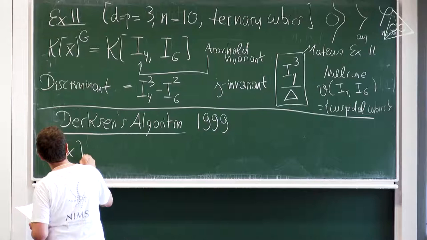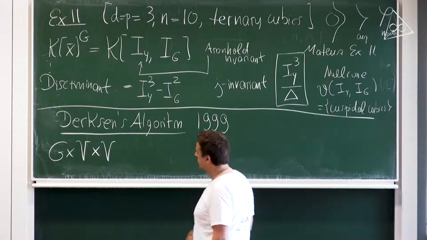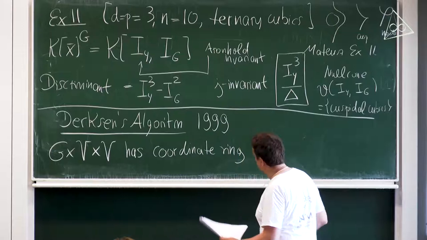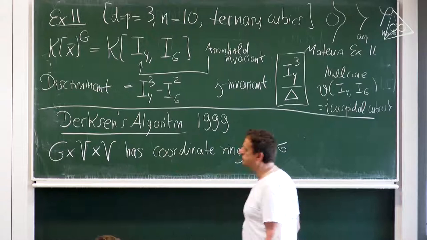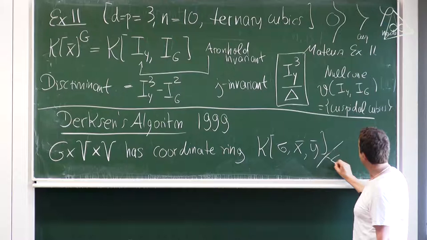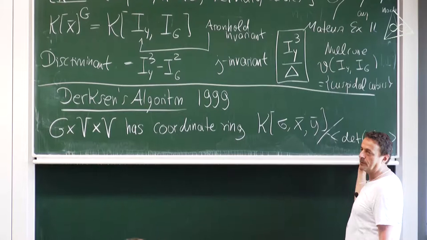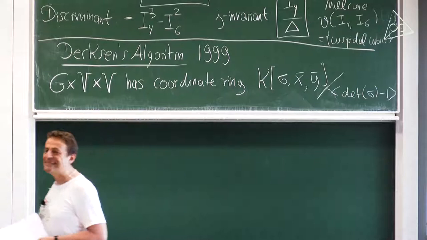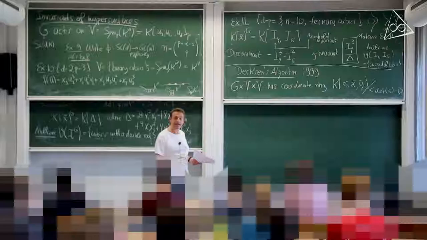Let's look at the following space. G is my group. V is the vector space it acts on. Then this product of three things is an algebraic variety, right? So it has a coordinate ring. And what are the coordinates? Sigma is an element in SL_d, a d by d matrix. Then I have coordinates x here, and a second vector space with coordinates y, and then I just have one equation I need to mod out. It's just the requirement that I'm in the special linear group, so the determinant of sigma minus 1. So this very harmless looking variety, G times V times V, is represented by this system of d squared plus 2n coordinates: the sigmas, the x's, and the y's.